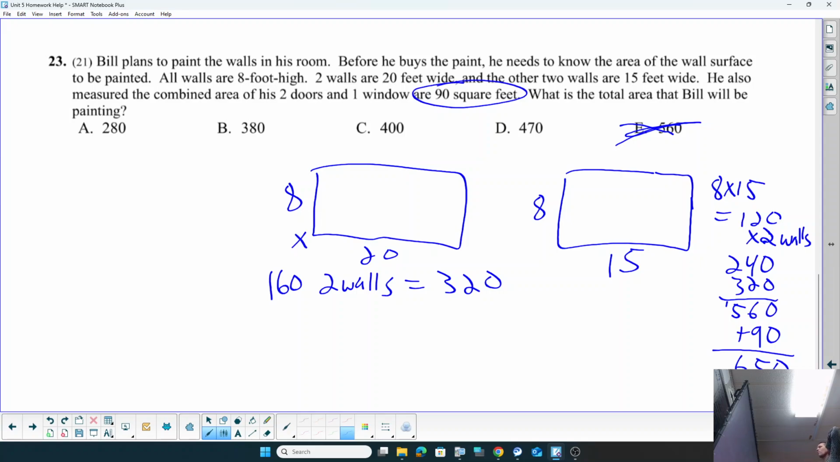Before he buys the paint, he's going to find the area of the wall surface to be painted. All walls are 8 foot high. 2 walls are 20 feet wide. The other 2 walls are 15. He also measured the combined area of those 2 doors and 1 window. Oh, do we have to take out? Paint the walls, but you have to take out the door? Oh, minus 90. And so when we minus 90, we get 560 minus 90 is 470. We got it right. And so that's the reason why.